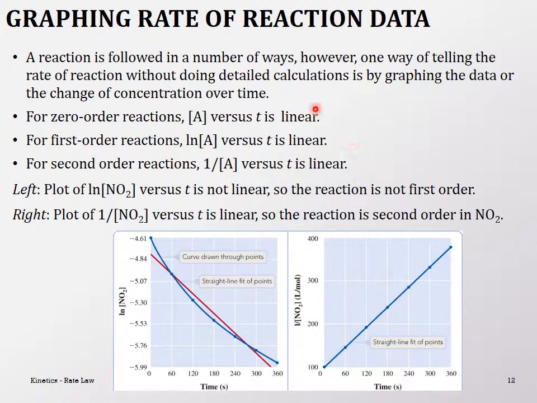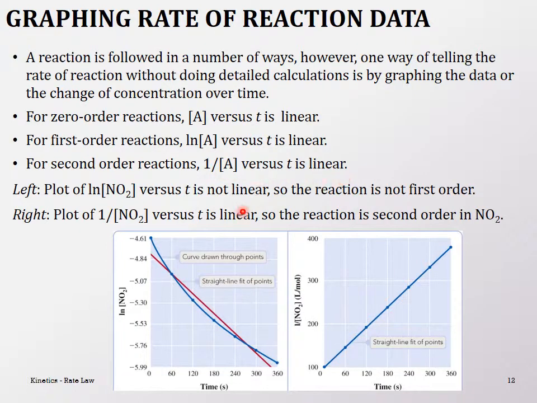And so there are three possibilities given over here, for zero, first and second order reactions. For a zero order reaction, if you plot the concentration of one of the reactants versus time, it's going to be linear. For a first order reaction, the natural log of the concentration of A versus time is linear. For a second order reaction, 1 over the concentration of A versus time is linear.